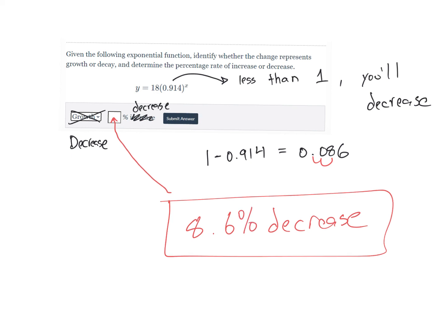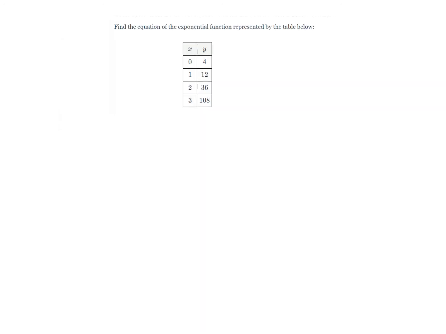Percent, okay? So as simple as the number is less than 1. And how far away is that number from 1? Apparently it's 0.086 away from 1. So move 2 decimals to the right, 8.6% decrease. And all right, last one. Find the equation of the exponential function represented by the table below.